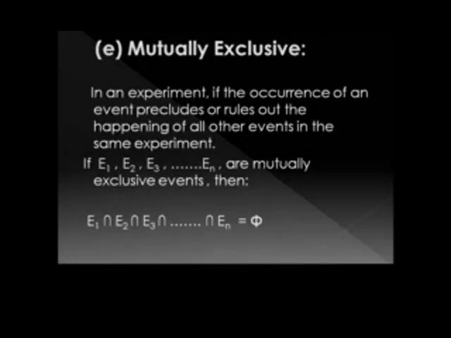That is to say, if we are performing an experiment, then if one particular event occurs, all other events are not going to occur. So the occurrence of any one event rules out the happening of all other events in the same experiment. If we say that E1, E2, E3 and so on up to En are mutually exclusive events, then E1 intersection E2 intersection E3 and so on up to the intersection of En would be equal to phi, that is a null set. If these are mutually exclusive events, then the intersection of these events is equal to a null set.